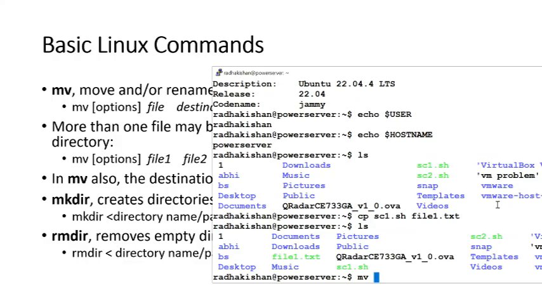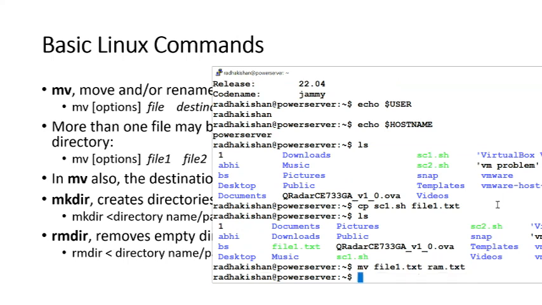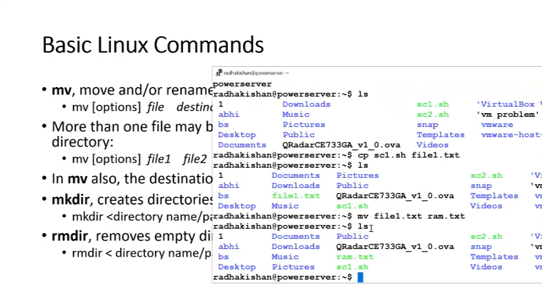The mv command is for moving or renaming a file. If you see there is a file, file1.txt, and you want to change it to another name, then we can just type ram.txt. It will move it to the ram.txt file. Now there is no file1.txt, only ram.txt exists. With ls, we can see this is the file. So this is the basic command.